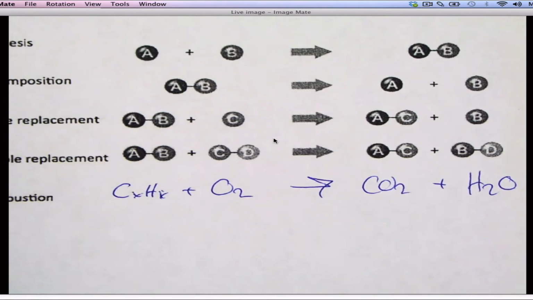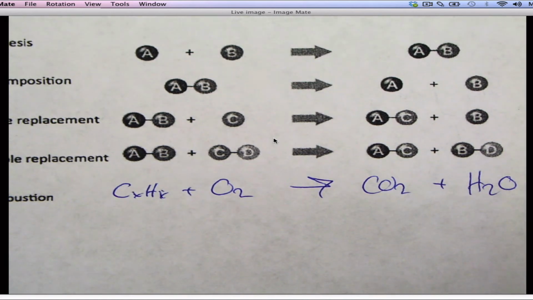All right, so really what you're looking for when you identify types of reaction is you're looking for key tells to it. Like you should know what a synthesis should look like and a decomposition should look like. And as we go through it in class, we should get more practice with that. So I hope this video helped a little bit.